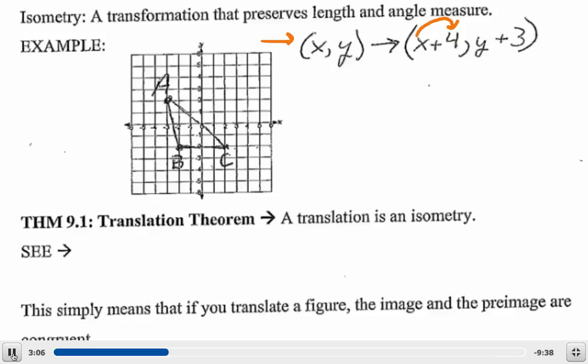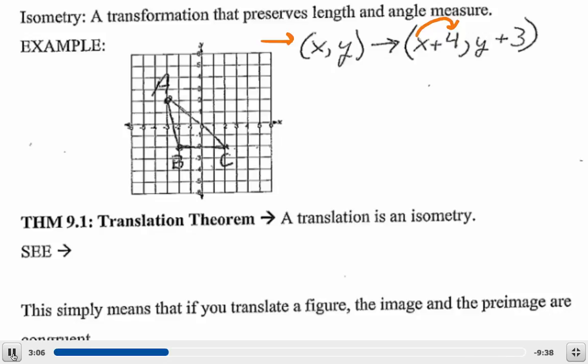And C prime is at 6, 1, over 6, up 1. That's C prime. I'm going to connect the dots here. And that's my new figure. And you can see what we've done is we've taken the original figure, the pre-image, and we've moved it in the same angle, in the same direction, and kept all the same lengths.